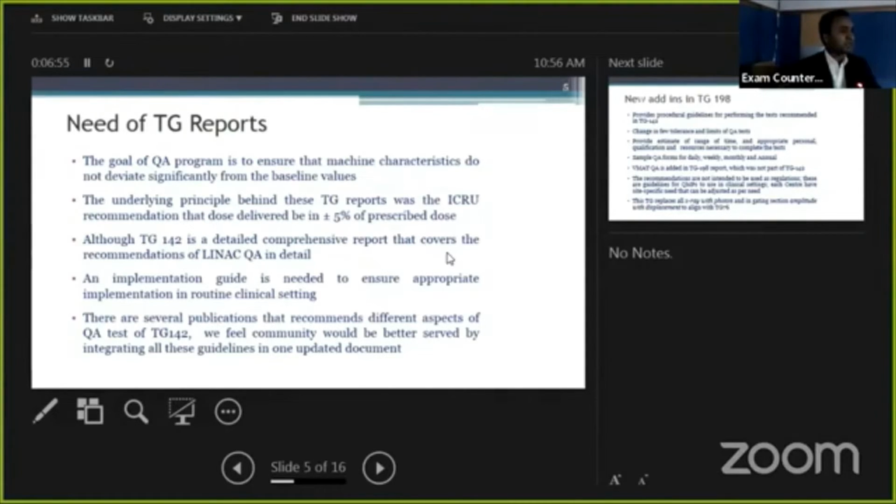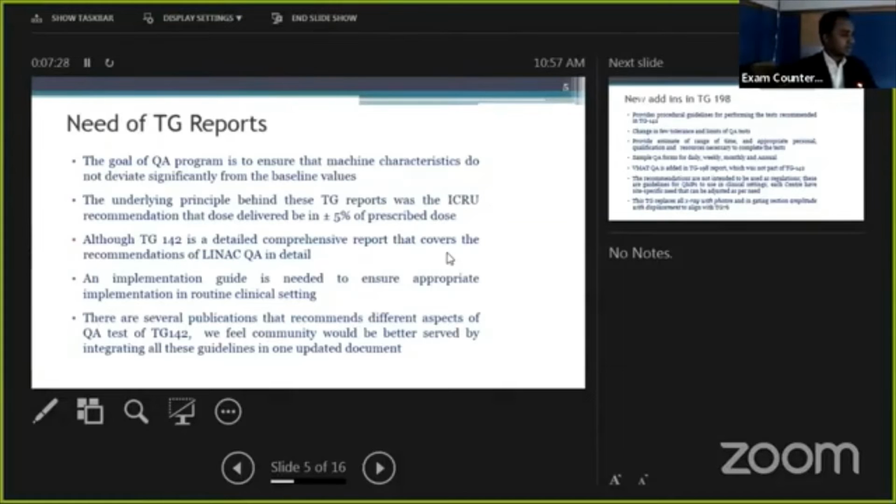Although TG142 is a detailed comprehensive report that covers the recommendations of Linac QA in detail, an implementation guide is needed to ensure appropriate implementation in routine clinical settings. As I said, TG142 contains all the tests, but there is no implementation guide on how to perform those tests and what accessories, what equipment are needed. So there are several publications that recommend different aspects of QA tests of TG142, but the community would be better served by integrating all these guidelines in one updated document.